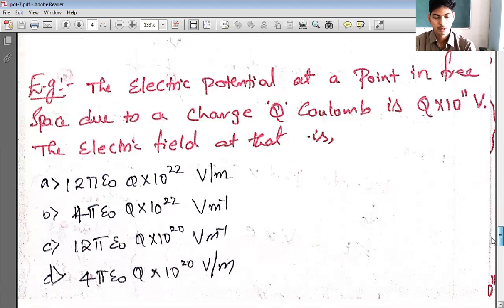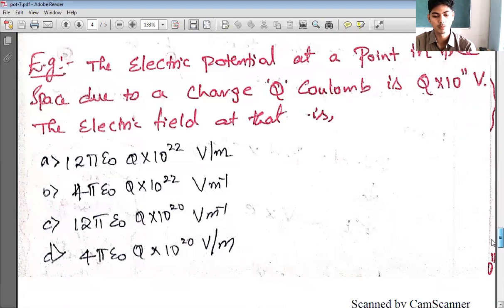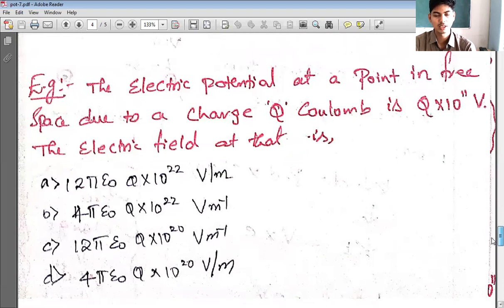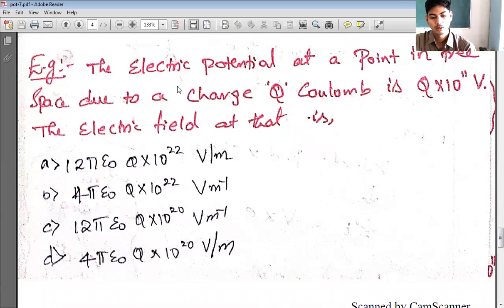Next, there is another standard problem. This is again a problem on the relationship between electric field and electric potential. E is equal to minus dV by dx. It is a problem on the relationship between electric field and electric potential.